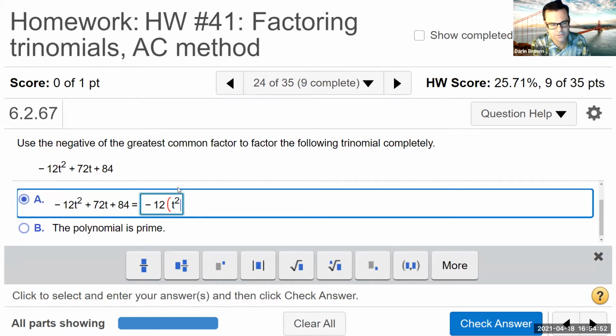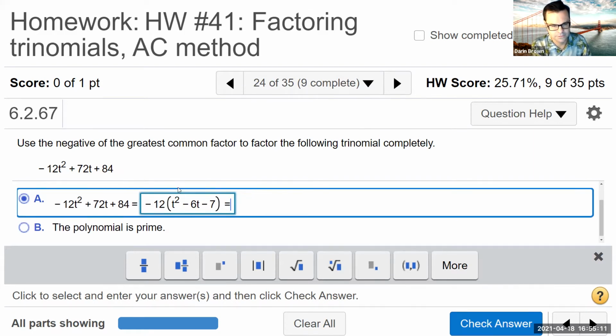So t squared minus 6t, and then minus 7. When you factor out the minus, you just change the signs of all the terms. Now you have to factor the trinomial. Okay, so this one is going to be 7 and 1, with minus 7 and plus 1. So negative 12, t minus 7, t plus 1. That is going to work.